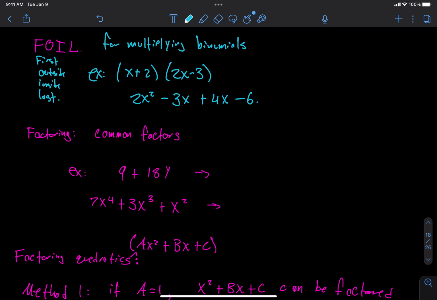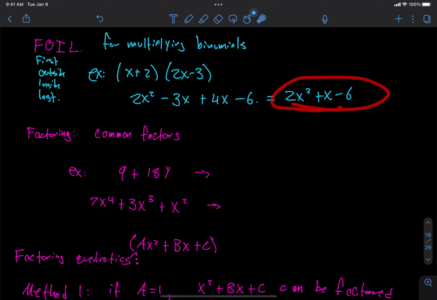So let's talk about how to go in the opposite direction. So what we want to do ultimately is take something like, oh, by the way, once we get to this part, we should combine like terms, right? So we'd get 2x squared plus x minus 6, right? So what we're going to talk about next is how to go in the reverse direction. If I have something like this, how do I figure out what the factors are? Okay, so this is called factoring.